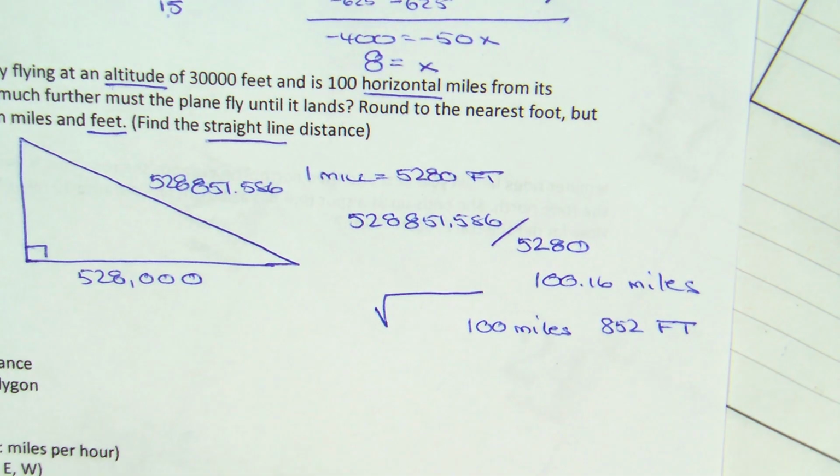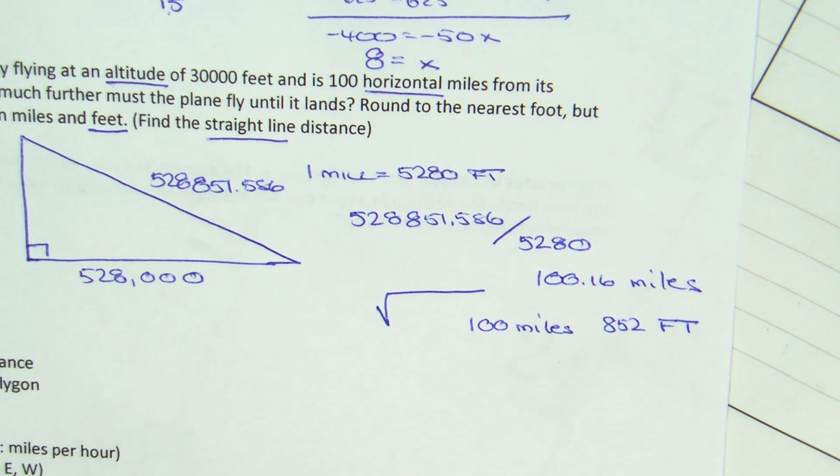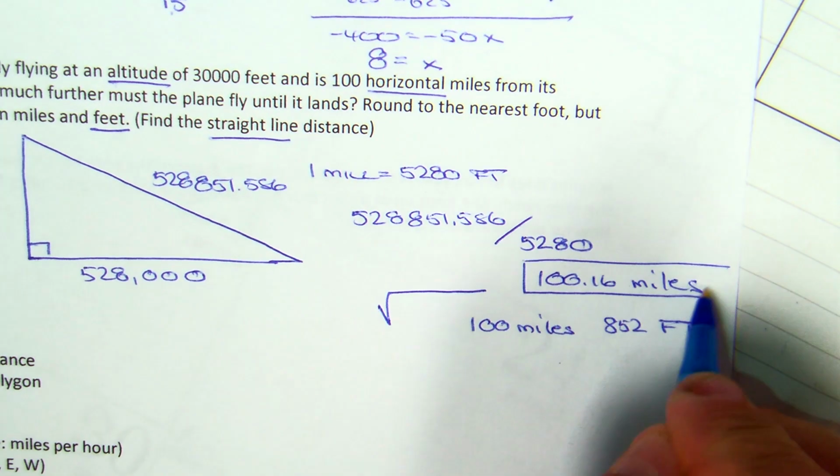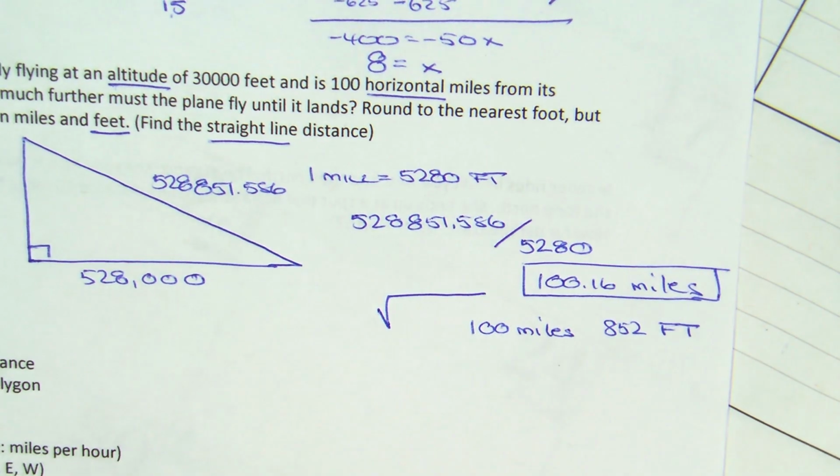Now, if that's a problem worth 8 points on Thursday's quiz, you give me this, you're getting like 6.5, 7 out of 8. You got to be able to convert it to get the 8 out of 8.